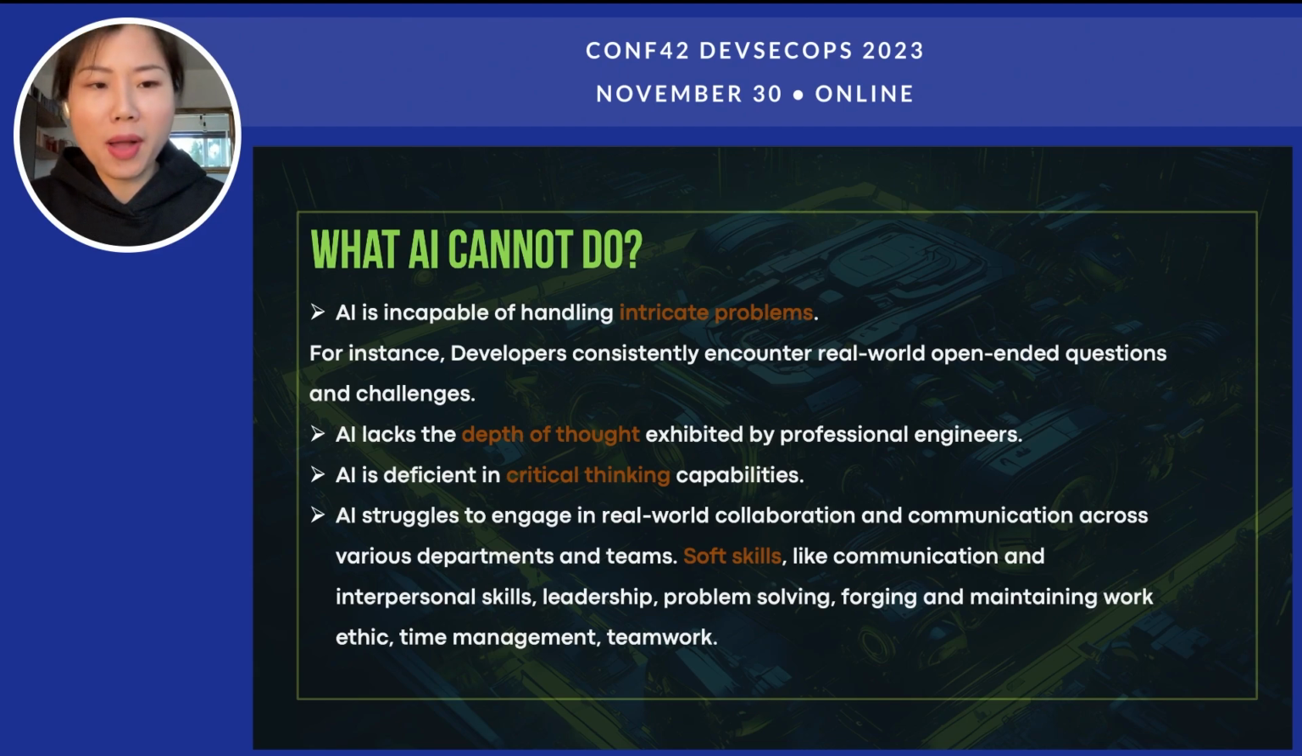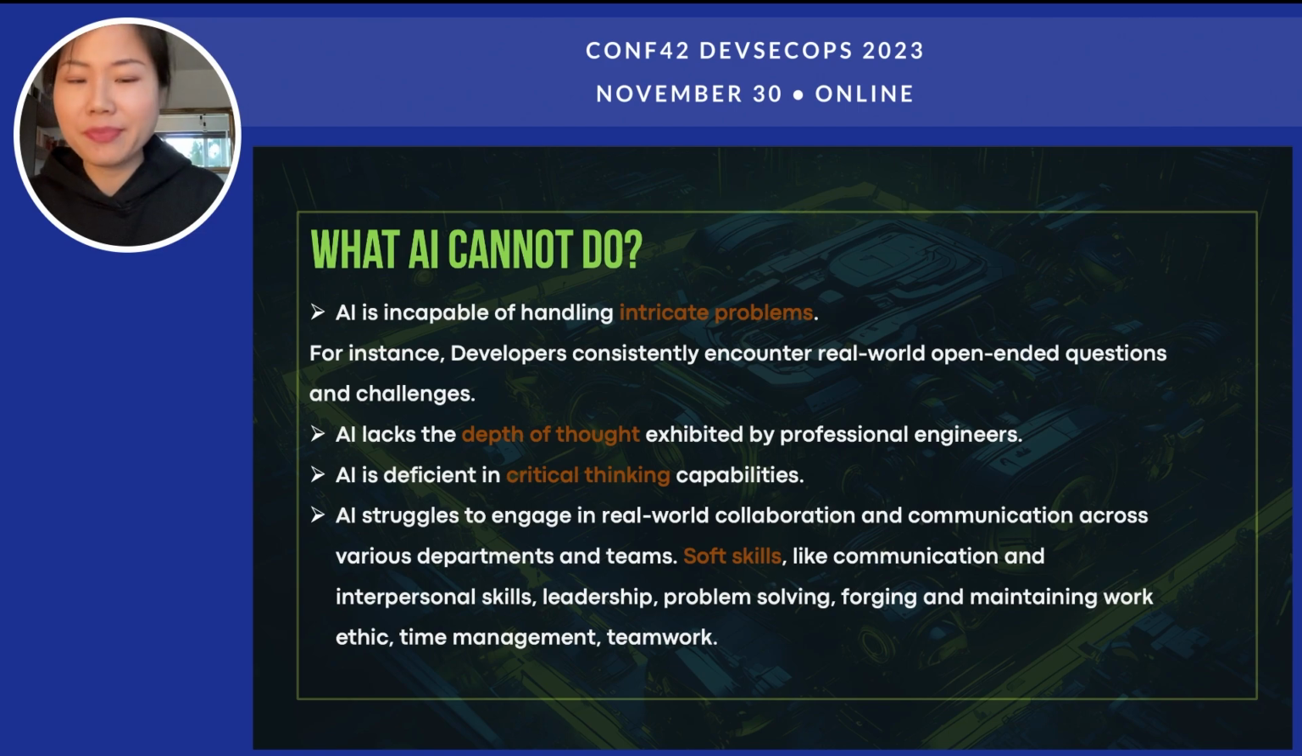And also the fourth one, AI struggles to engage in real world collaboration and communication across various departments and teams, right? For example, software skills and communication should be fine, but how about interpersonal skills? They don't know how we feel, even if we use these words, right? It relates to human words, or even their intonation. It's really complicated. It's not like a machine that can just understand from your text what you really mean. So it's a kind of interpersonal skill.